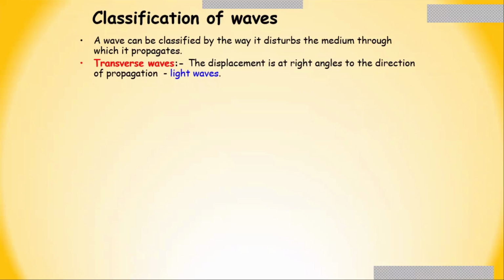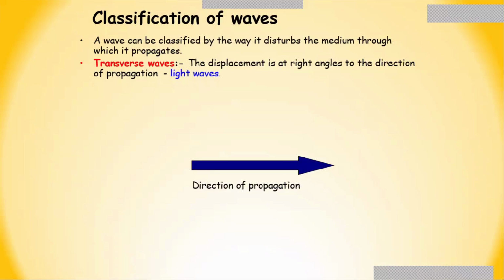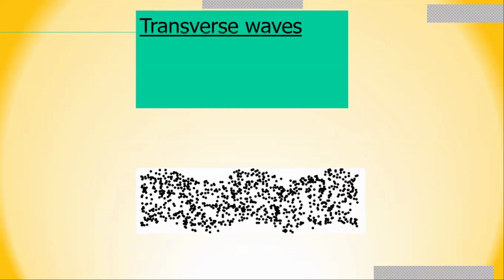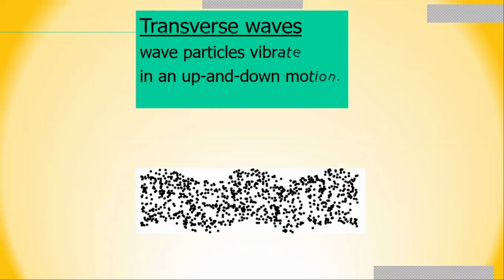Right. So classification of waves, this also you have studied. Two types of waves are there: transverse waves and longitudinal waves. What are the transverse waves? The displacement of the particle is at a right angle to the direction of propagation of waves. Suppose if this is the direction of the propagation of waves, the displacement of the particle will be perpendicular, in this manner. The particle will vibrate up and down.